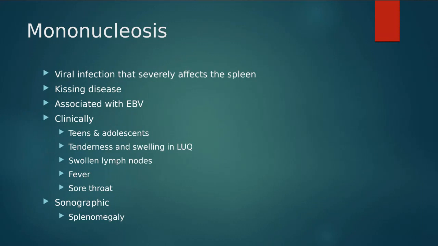Clinically, it's going to be predominant in teens and adolescents. They are going to have tenderness and swelling in the left upper quadrant because their spleen is so enlarged from this infection. They're also going to have swollen lymph nodes, possibly in their neck, axilla, groin, abdomen. We're going to talk about lymph nodes when we get to our lymphatic PowerPoint next. They could also have fever because, again, this is an infection. They could have a sore throat. They could have symptoms of a regular virus, of a regular cold, as well as the symptoms of it affecting the spleen. On ultrasound, we're going to see that very enlarged spleen.